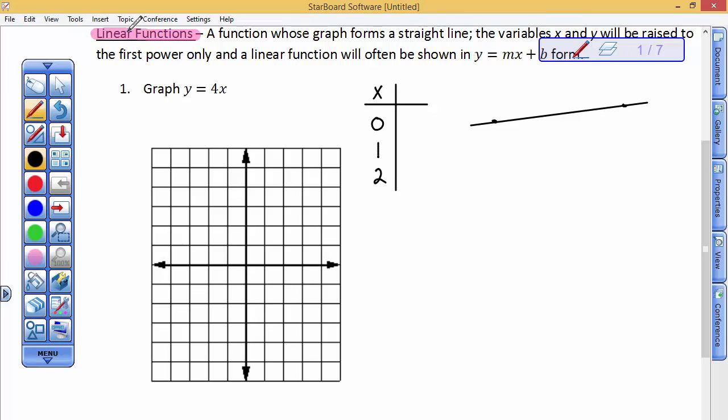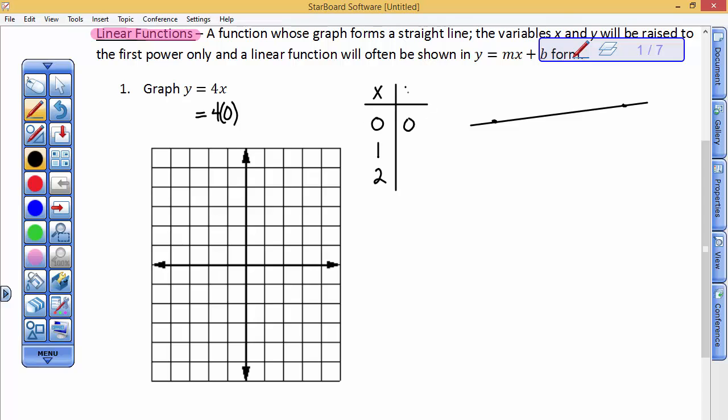I do it because if I'm going to do this in my head, I don't like to deal with negative numbers. If I'm going to use a graphing calculator and create a table for this, oh well, I can do that. But I'm likely going to do this in my head. So the equation y equals 4 times x. So the first number I want to put in is a 0. So 4 times 0 is 0, and that's my y value.